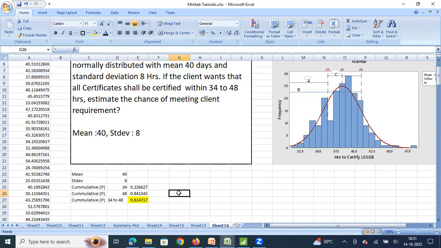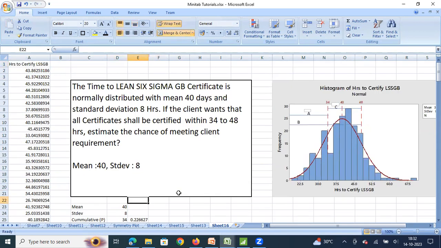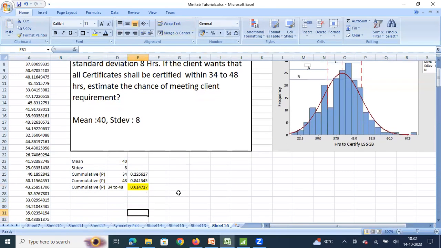I hope this was useful, how to calculate cumulative probability using Excel. I'll also explain in my upcoming video how to do the same cumulative probability calculation in Minitab.